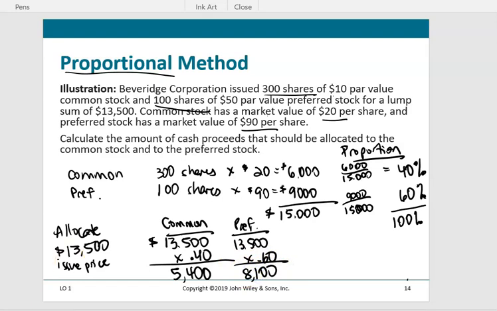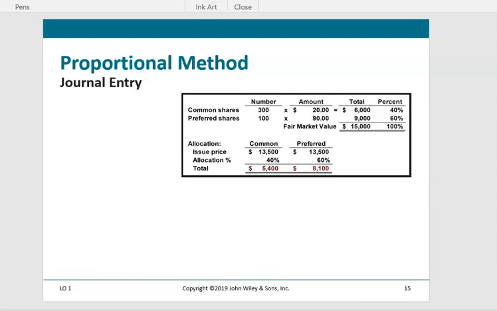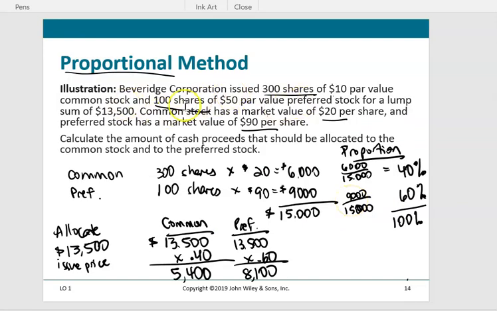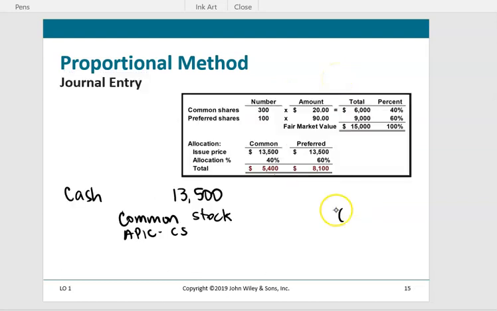Now all we need to do is record the journal entry. Let's do that in the next slide here. Okay, so the journal entry, cash increases 13,500. Common stock, well, there is a par value. Now, if there was no par on this, the entire 5,400 we see here would go to common stock, but there is a par value. So we're going to record the par value of the common stock and separately the additional paid-in capital on the common stock. So the par value of the common stock, let's go back here, we see that the common stock, 300 shares, $10 par value.